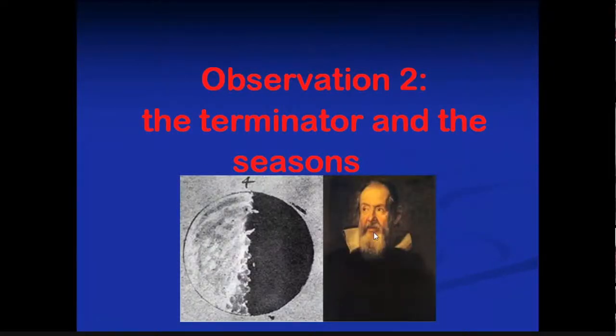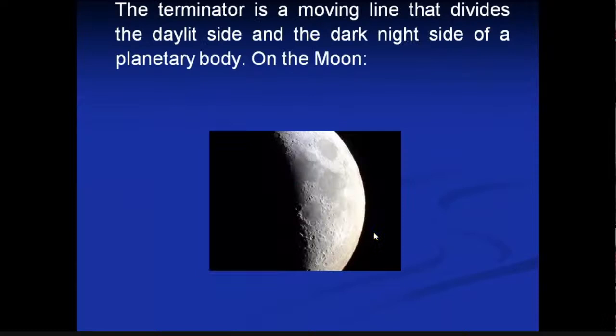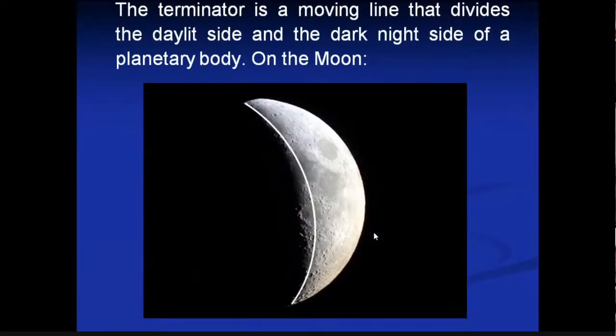The second observation has to do with the terminator and the seasons. The terminator is a moving line that divides the daylit side and the dark night side of a planetary body. Here on the Moon, you can observe it very clearly.